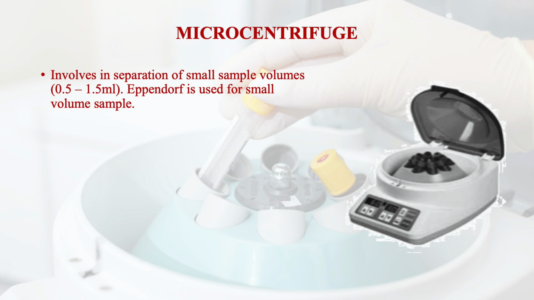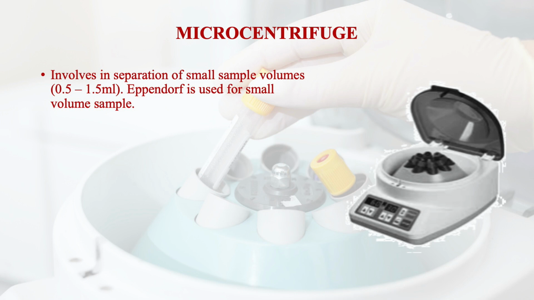So the benchtop centrifuge is generally used in clinical investigation for the separation of blood and serum from the blood components. Second is the microcentrifuge. The microcentrifuge is a mini centrifuge which can be refrigerated or non-refrigerated. It is involved in the separation of a small sample.